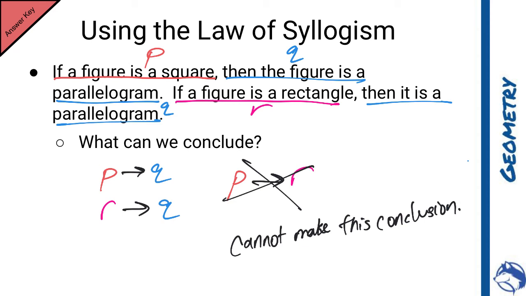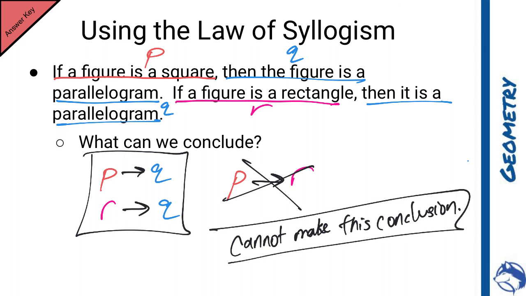So basically all I can say is that if it's a square, it's a parallelogram, and if it's a rectangle, then it's a parallelogram. But it's nice to know that squares are rectangles, but they didn't say that in this. So it's important to note that you really want to pay attention to what implies what when making, or attempting to make, a conclusion, because this one, we cannot make a conclusion from the information given.